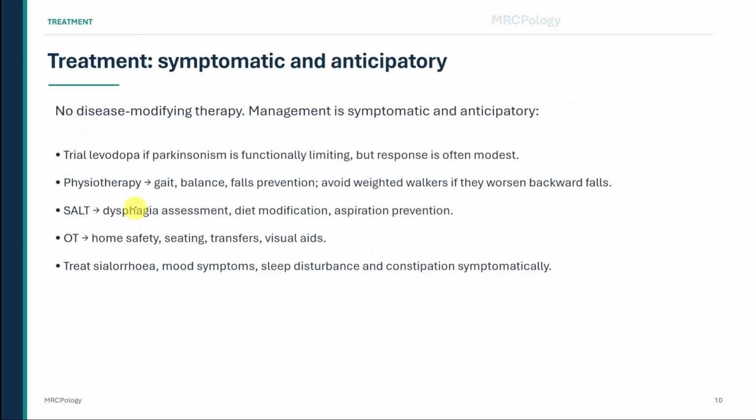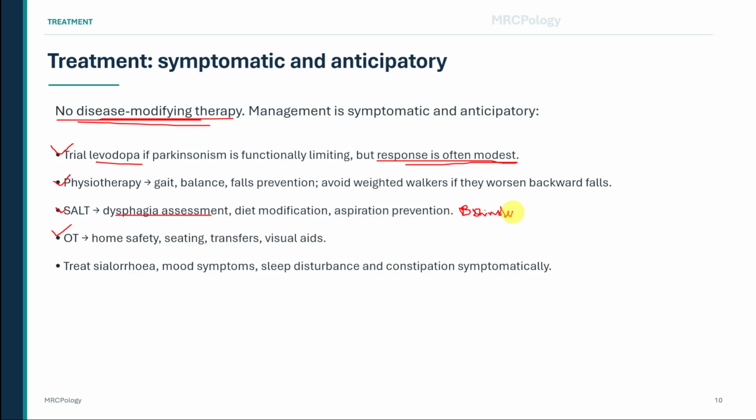Management is symptomatic and anticipatory because there is currently no disease-modifying treatment. A trial of levodopa may be reasonable if Parkinsonism is functionally limiting, but the response is often modest. Physiotherapy is important for gait, balance, and falls prevention. Occupational therapy helps with home safety, seating, transfers, and visual aids. Speech and language therapy is very important because dysphagia is a major problem. Swallowing assessment, diet modification, and aspiration prevention can reduce morbidity.